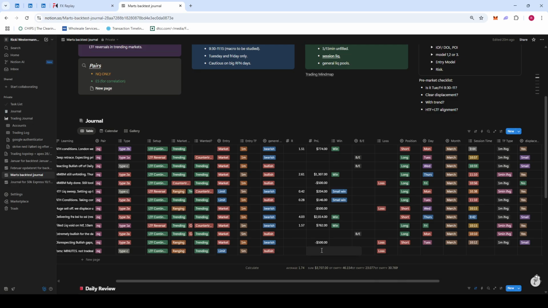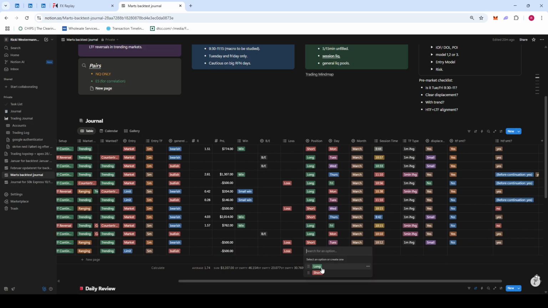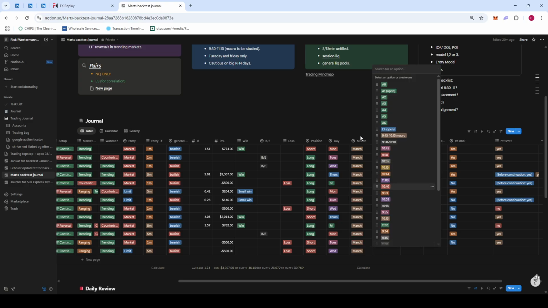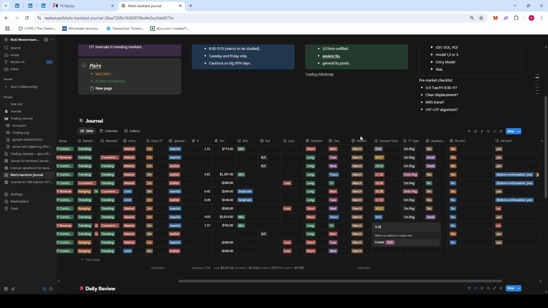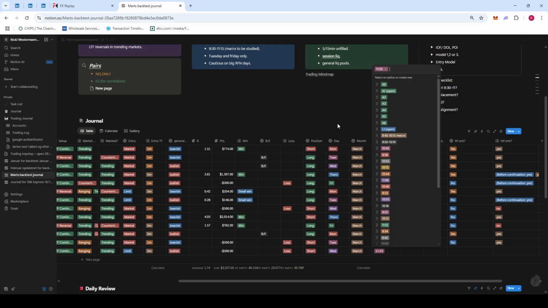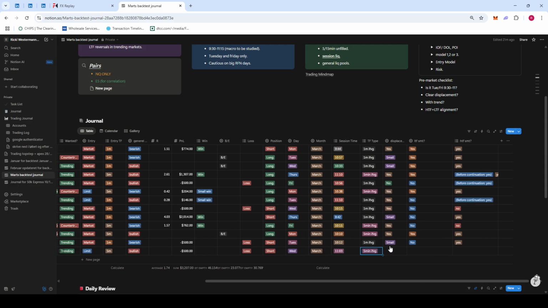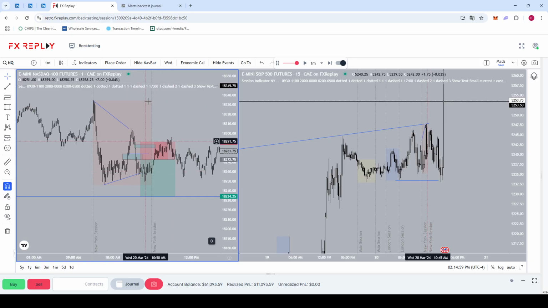So 2 losing streak, not very good. Could have avoided this loss. Indeed. Five-minute inverse. Displacement was actually pretty nice.